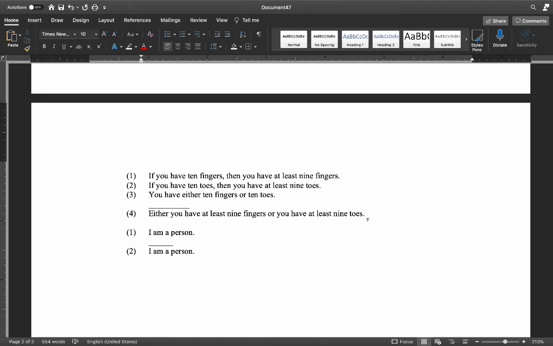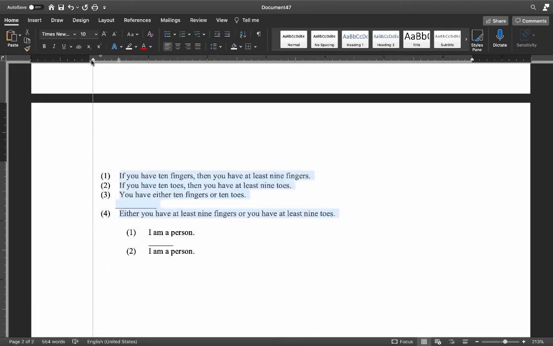Okay, 2 more here. Let's do this one. Number 1, if you have 10 fingers, then you have at least 9 fingers. It's a premise. Number 2, if you have 10 toes, that's new because it's toes rather than fingers, then you have at least 9 toes. That's a premise. Number 3, either you have 10 fingers, that was A, or you have 10 toes, that was B. It's a premise. So the question is, does it follow that either you have at least 9 fingers or you have at least 9 toes? So does that conclusion follow?